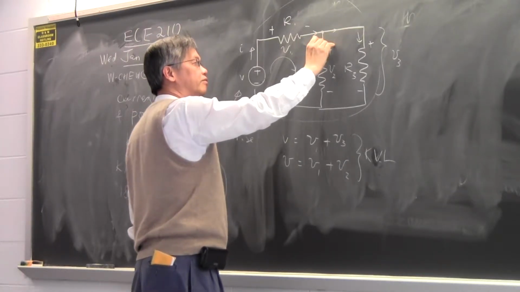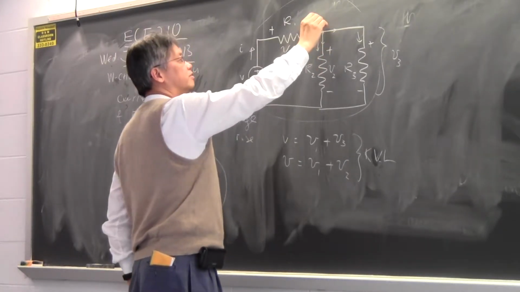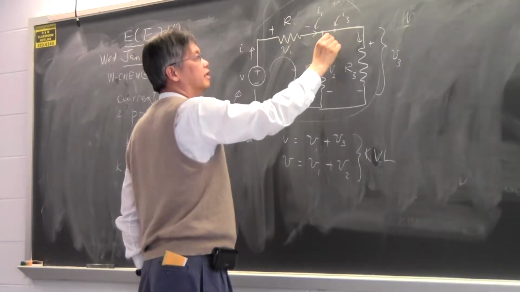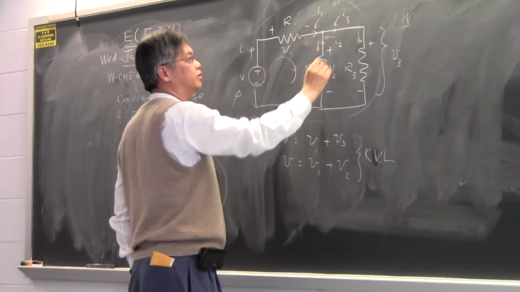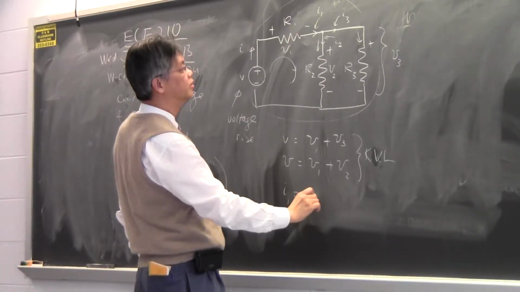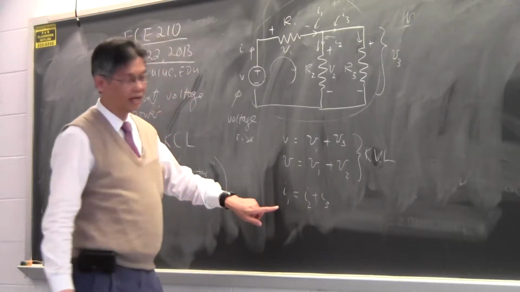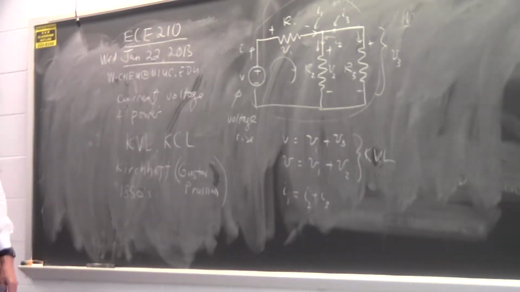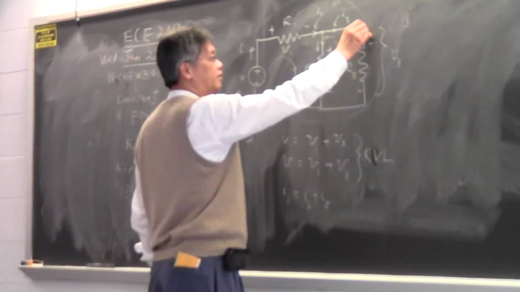must be equal to the current leaving the node. For instance, if I call this I1, this is I3, and this current is I2, then it must be the fact that I1 must be equal to I2 plus I3. The current entering the node must be equal to the sum of the two currents leaving the node. And that node can be over here as well.